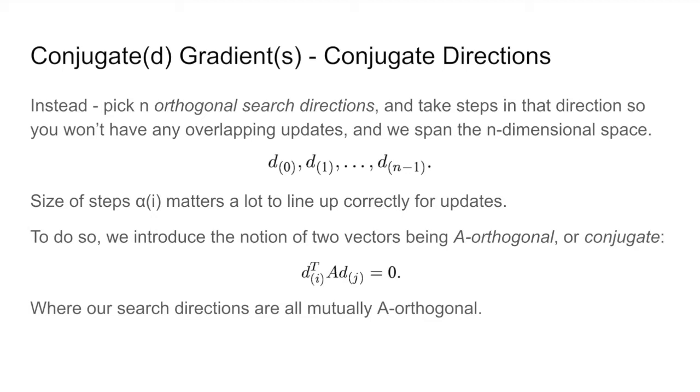For this algorithm to work, we need a new notion of orthogonality. Two vectors are A-orthogonal or conjugate if their A inner product, as described in class, is 0. So we need search directions which are all mutually A-orthogonal.